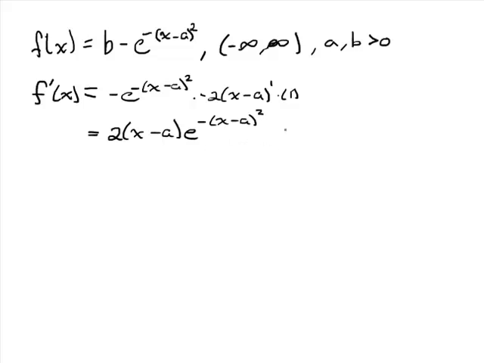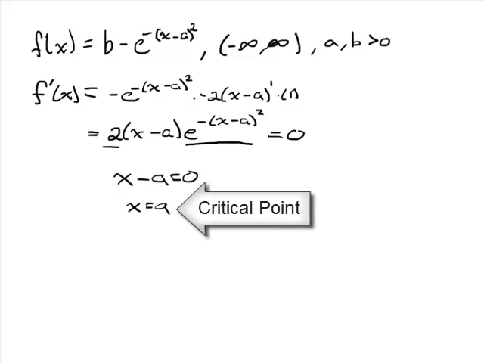And because we're looking for critical points, we set that first derivative to 0. This exponential piece will never be 0. 2 will never be 0, so this is the only thing that can be 0. So x minus a equals 0, very easy to solve. We get x equals a. There is our critical point.